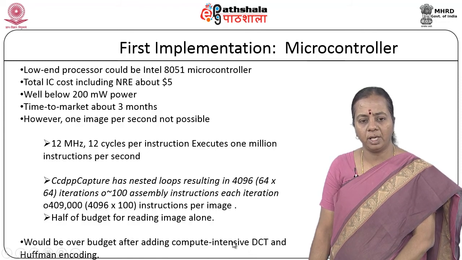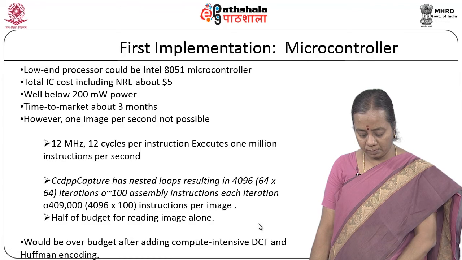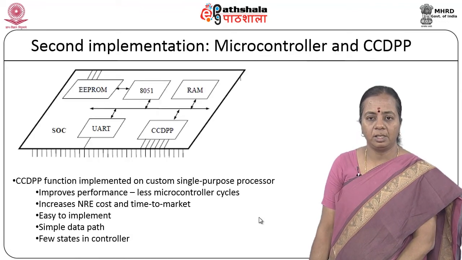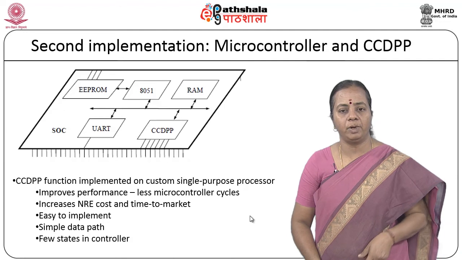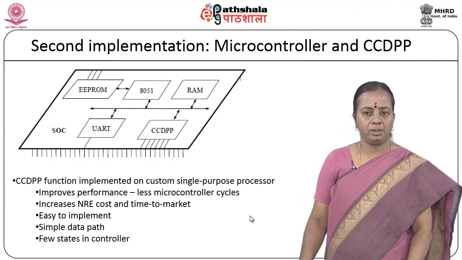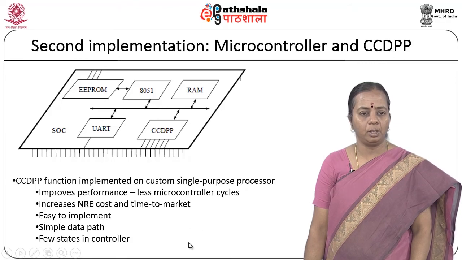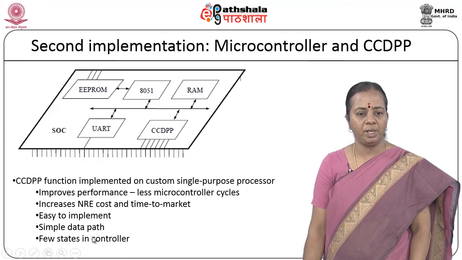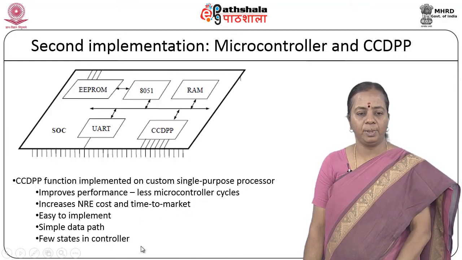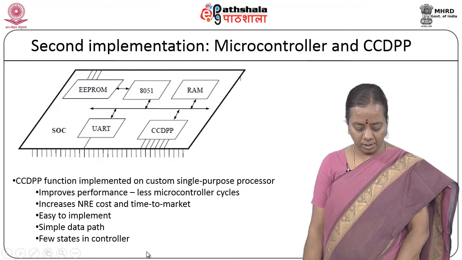DCT and Huffman coding will be over budget. These will not have a high budget, but the time taken to do it with only a microcontroller means the work will be done slightly slowly. So, in your second implementation, you are looking at the microcontroller along with the CCDPP. It improves the performance, the cost is slightly high, and it is easy to implement, with a simpler data path and few states in the controller.